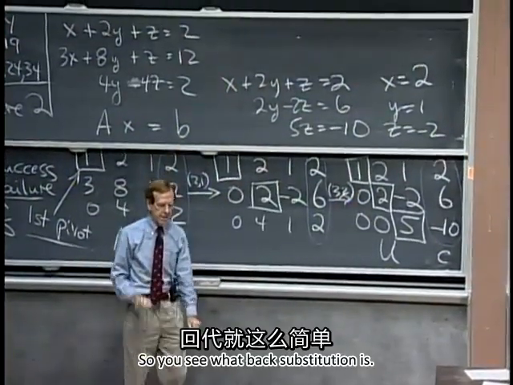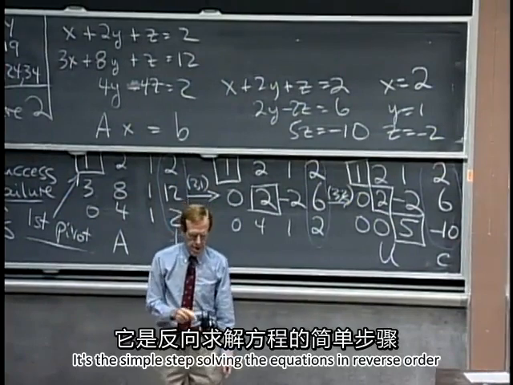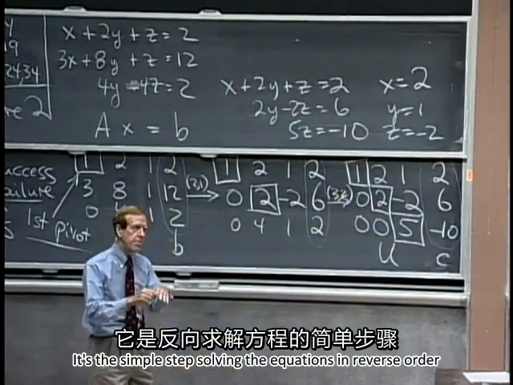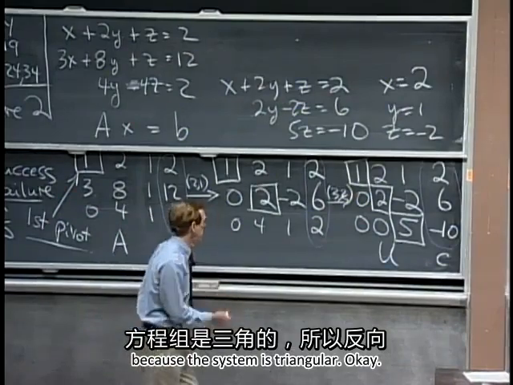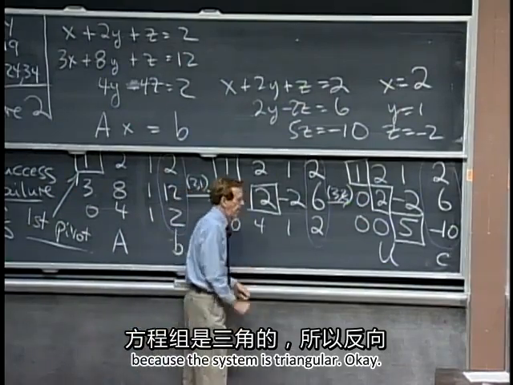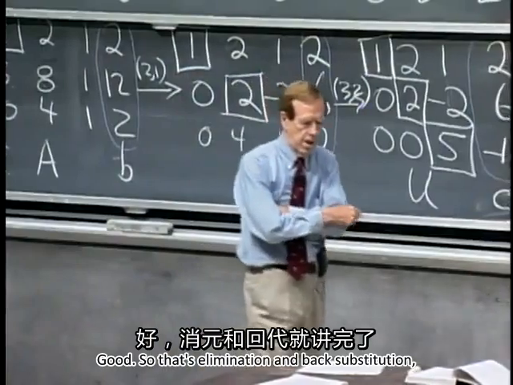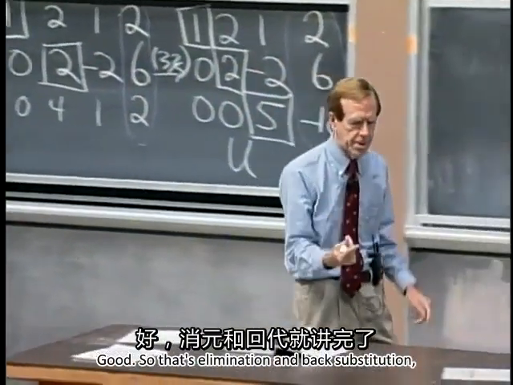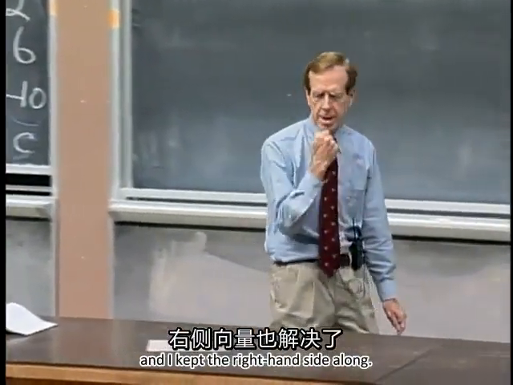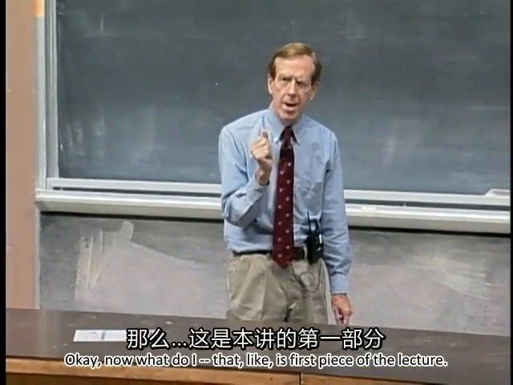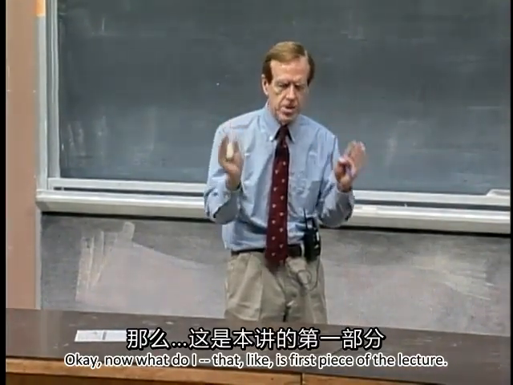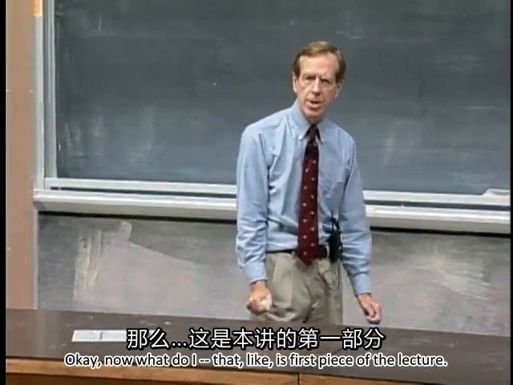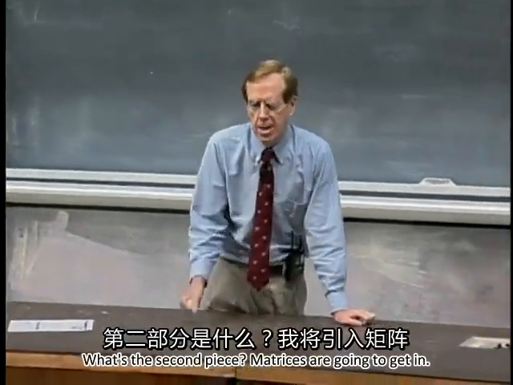So you see what back substitution is. It's the simple step of solving the equations in reverse order because the system is triangular. Okay, good. So that's elimination and back substitution, and I kept the right-hand side along. Now, that's the first piece of the lecture. What's the second piece?